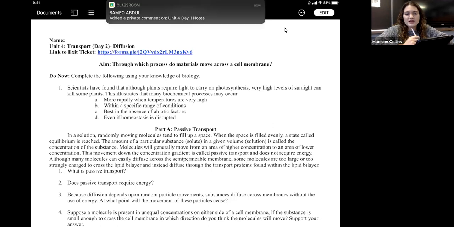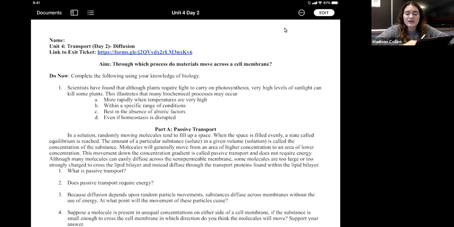Students have found that although plants require light to carry on photosynthesis, very high levels of sunlight can kill some plants. This illustrates that many biochemical processes may occur A, more rapidly when temperatures are very high, B, within a specific range of conditions, C, best in the absence of abiotic factors, or D, even if homeostasis is disrupted. Go ahead and pause this video, answer that question, and press play when you're ready to go over it.